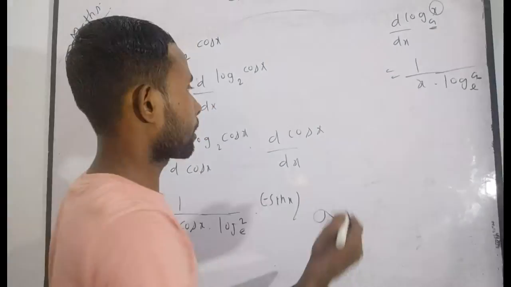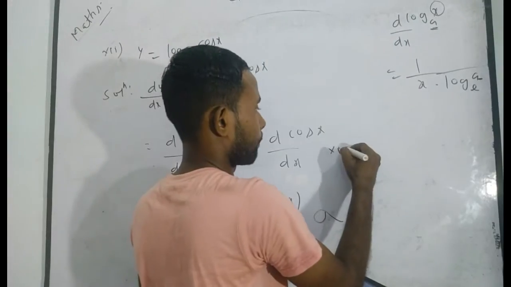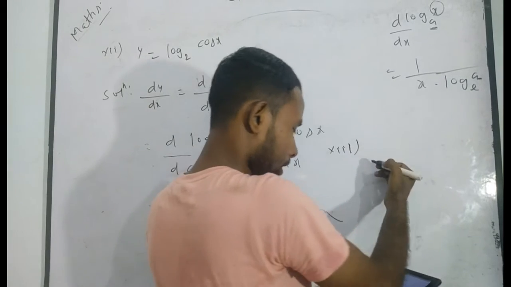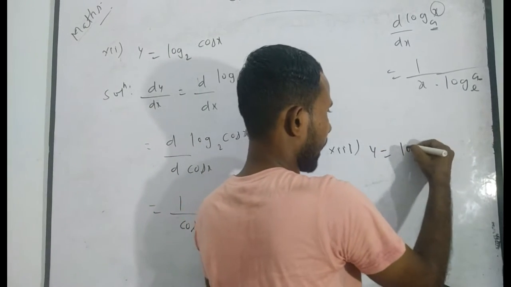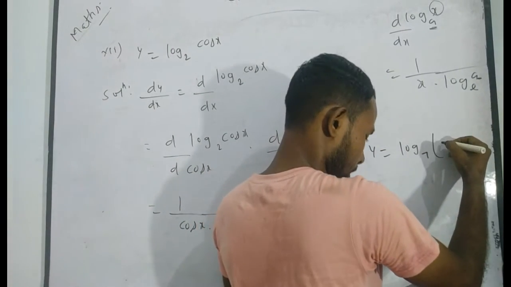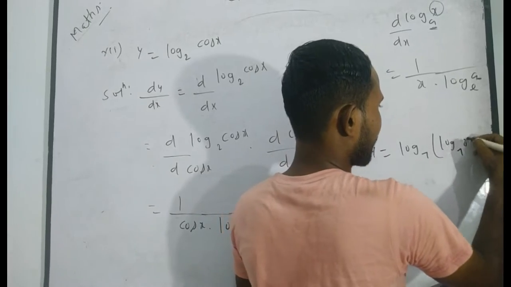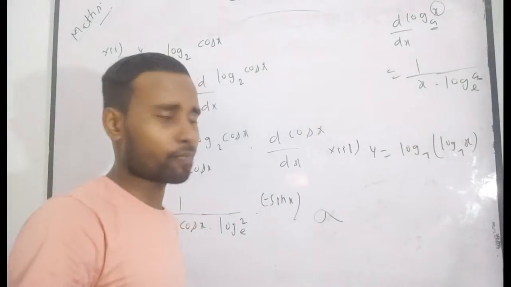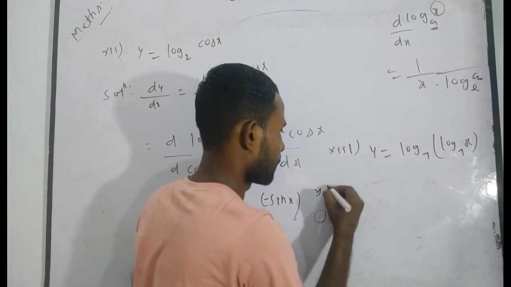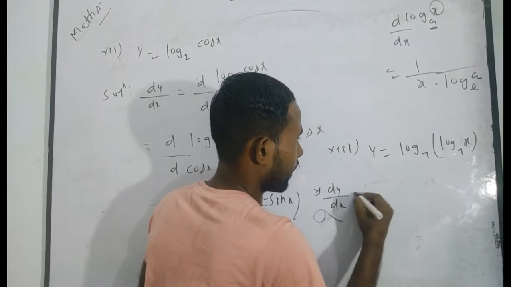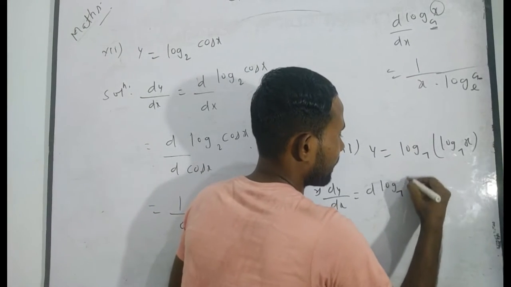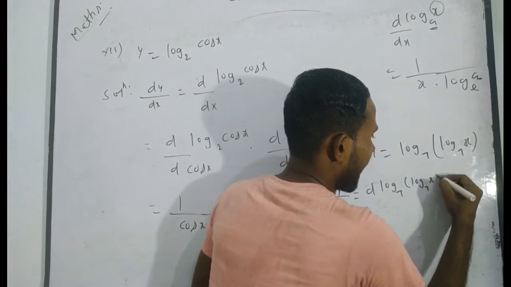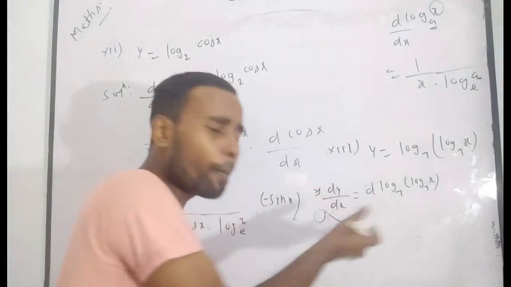Now take question 13. In 13, it has given log y is equal to log 7, log 7x to the base 2. Now you have to differentiate. How can you differentiate? In a similar way, you can proceed again. You have to first write dy/dx will be the derivative of log x to the base 7 whole to the base 7.